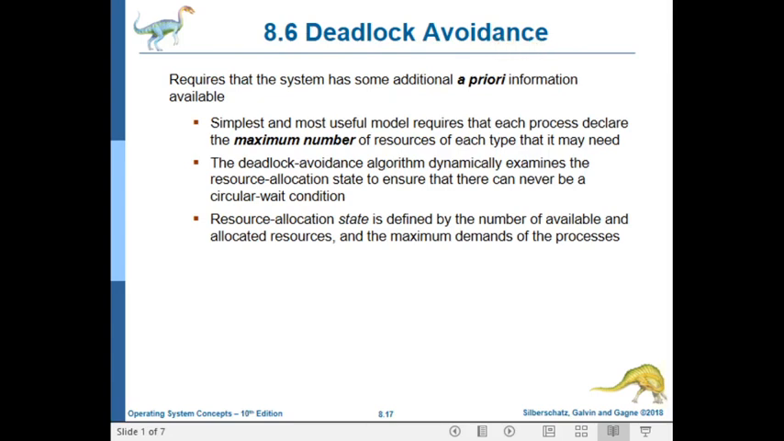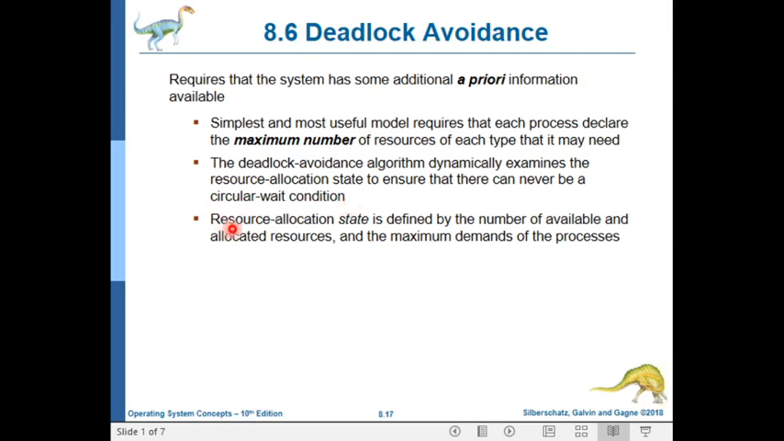For this solution, it requires that the system has some additional information that is available. The simplest and most useful model requires that each thread declare the maximum number of resources of each type that it may need. The deadlock avoidance algorithm will dynamically examine the resource allocation state to ensure that there can never be a circular wait condition.